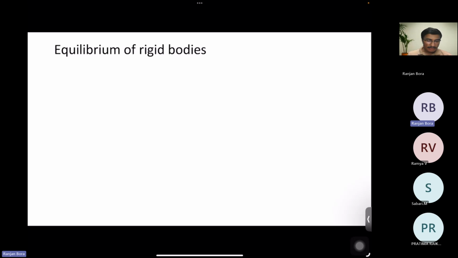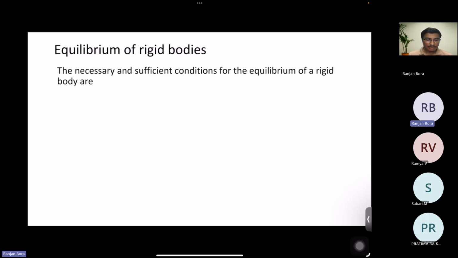Okay, next concept I will speak about is the equilibrium of rigid bodies. So what does the equilibrium of rigid bodies mean? It means for a body to remain in equilibrium, there are some conditions which the body needs to satisfy. Then only it can remain in equilibrium. So those conditions are: summation of force, meaning summation of all the forces acting on the body, should be equal to 0. There should be no resultant force acting on the body if the body should remain in equilibrium.